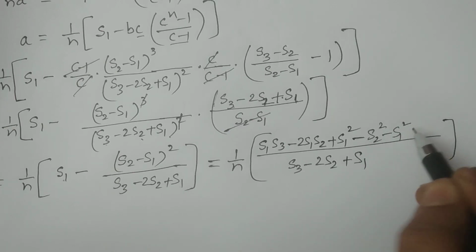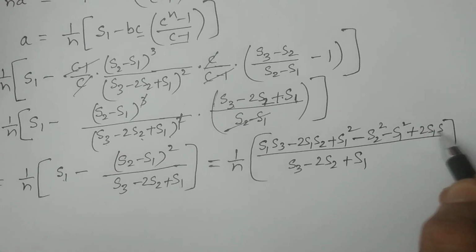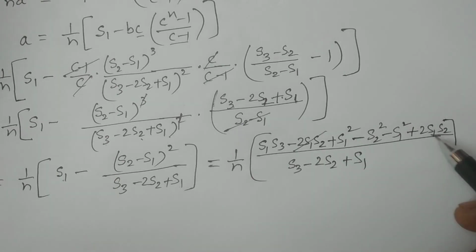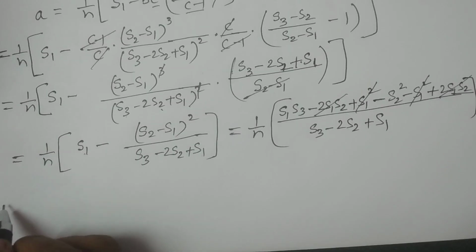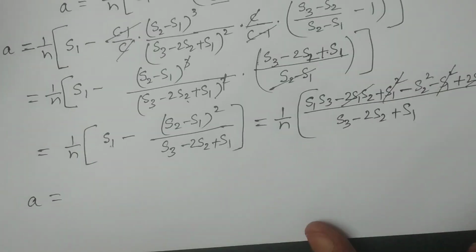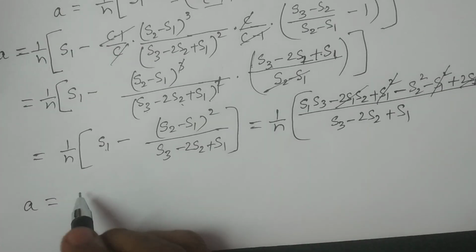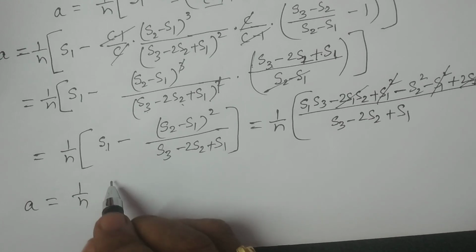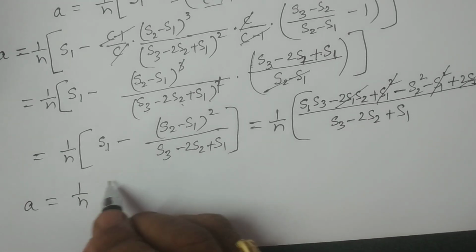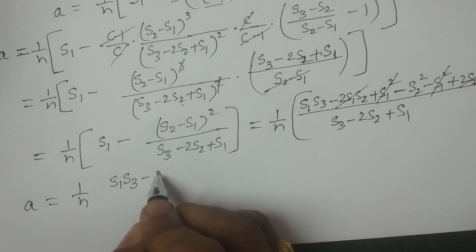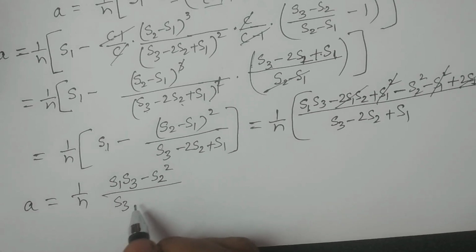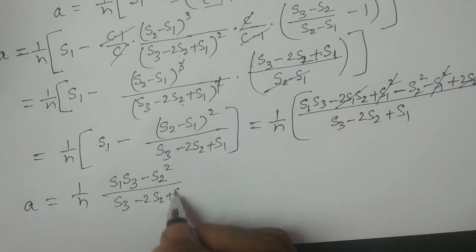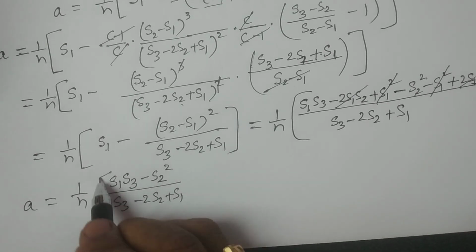minus S1 square plus 2S1 S2, minus of minus, right, plus 2S1 S2. Therefore, minus 2S1 S2 plus 2S1 S2 will get cancelled. Minus S1 square plus S1 square. So the final value for A is nothing but 1 by n multiplied by S1 minus S3 minus S2 square, S1 S3 minus S2 square, divided by S3 minus 2S2 plus S1. Right? This is the value of A.